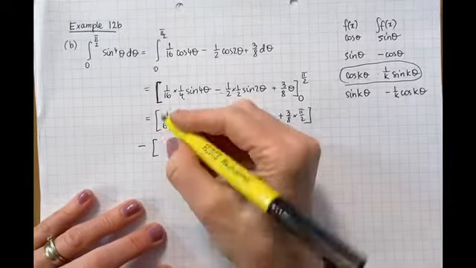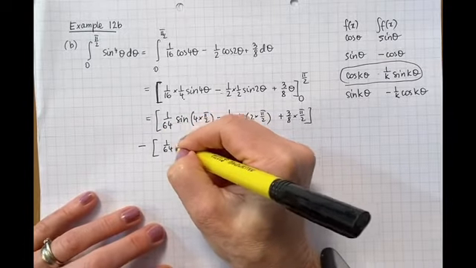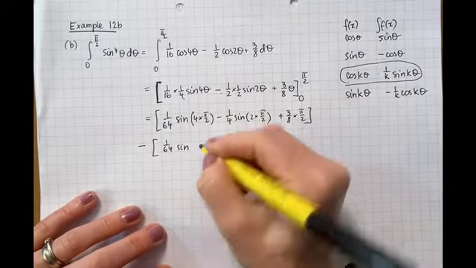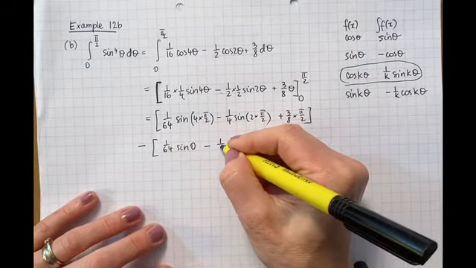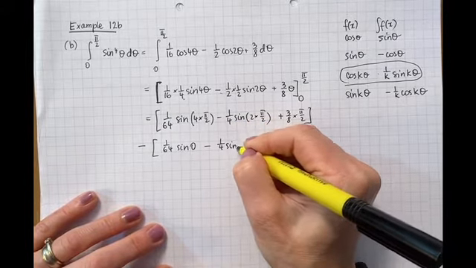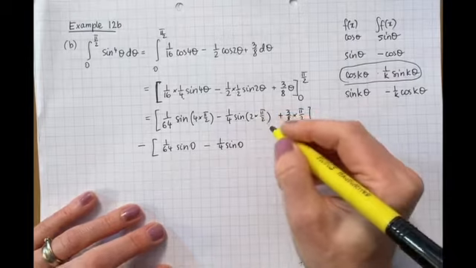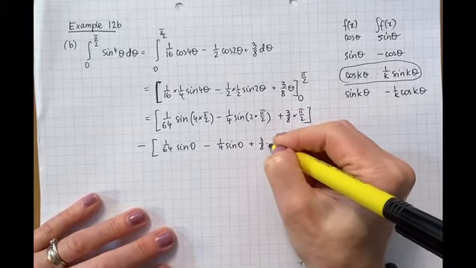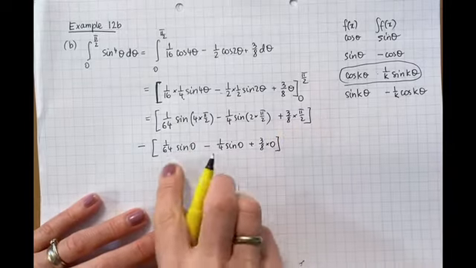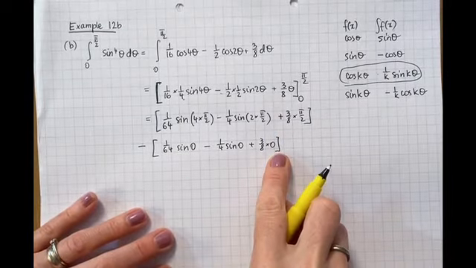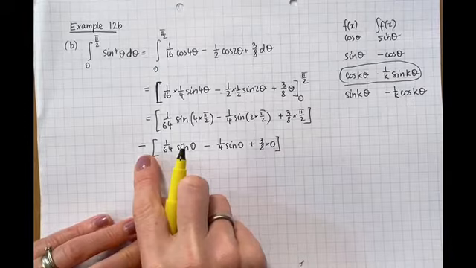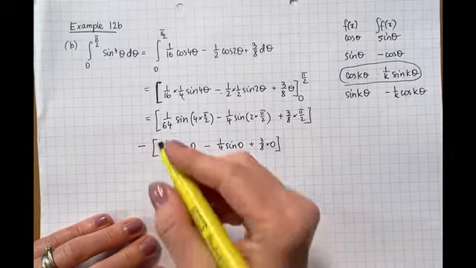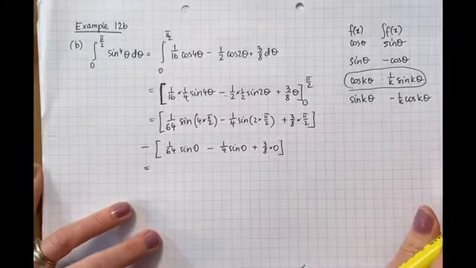Let's put the 0 in, so 1 over 64 sine 0 minus 1/4 sine 0, because it's going to be 2 times 0, plus 3 over 8 times 0. Now if you know that this is going to be equal to 0, you should still write at least minus 0 as your lower limit, but I've put it fully.